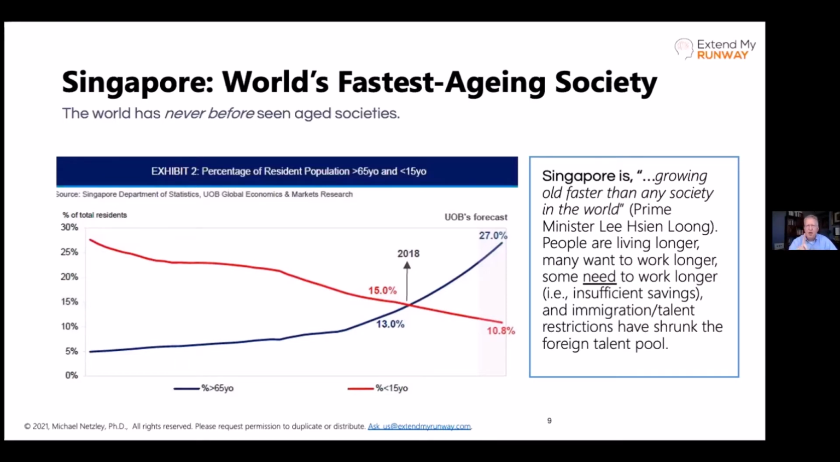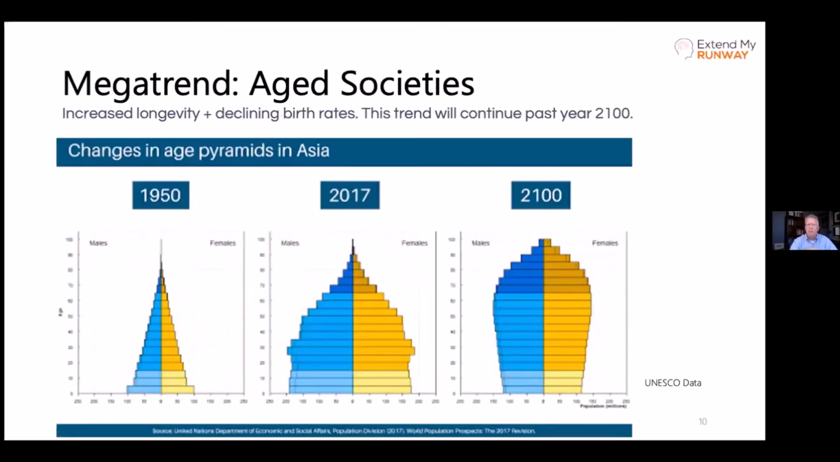Okay, but Singapore is but one example. This data is from UNESCO looking at Greater Asia. This is a beautiful example of what's happening in Singapore and in so many of our neighboring countries. When you look on the left at 1950, you can see the demographics. The population is shaped like a pyramid. We had more young people than old people. And that's the way societies have been for all of human history.